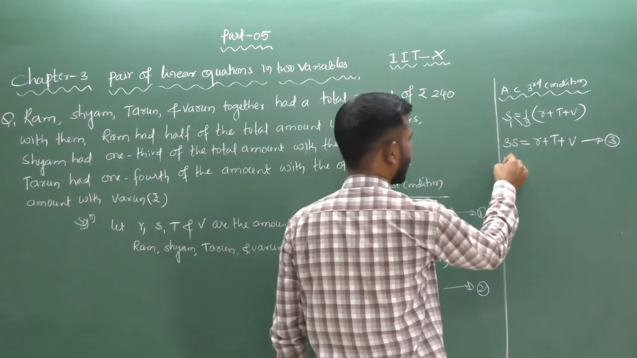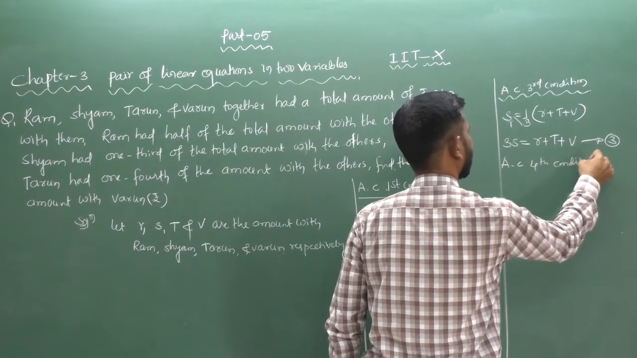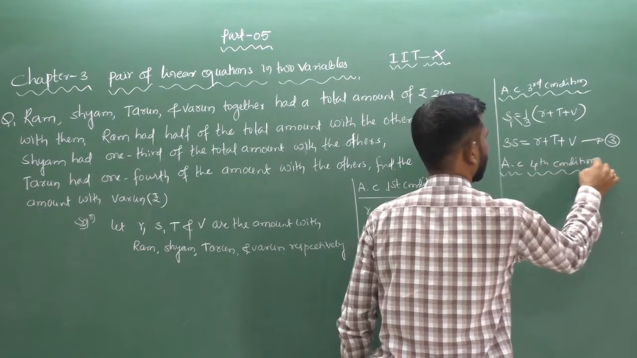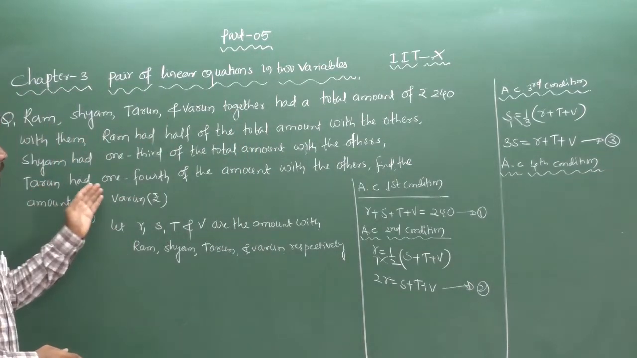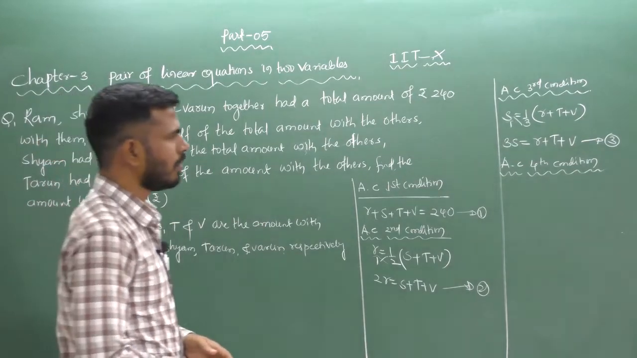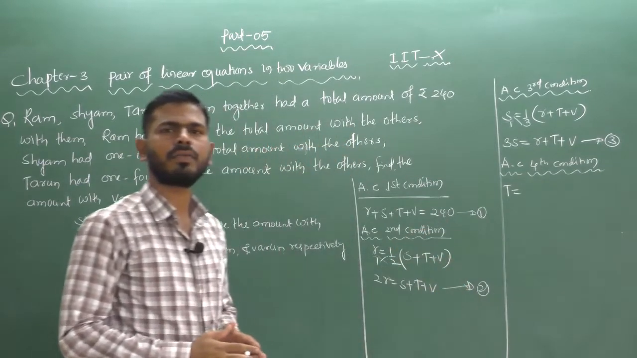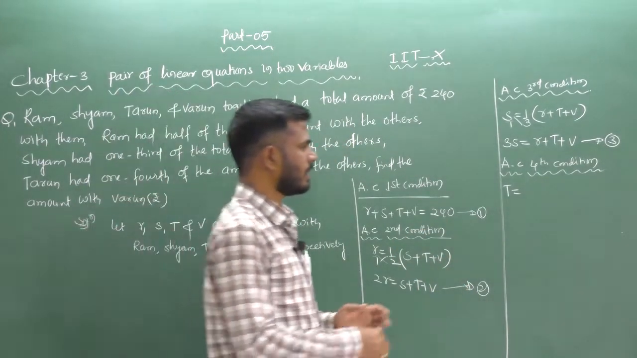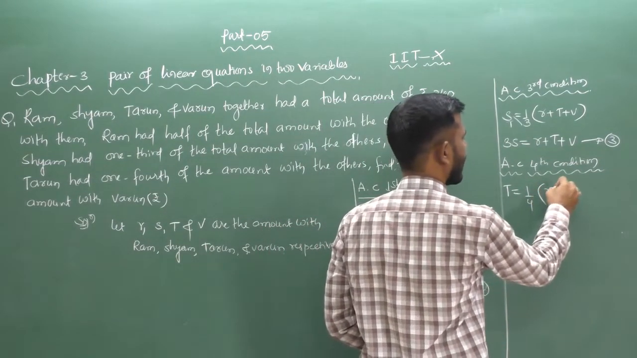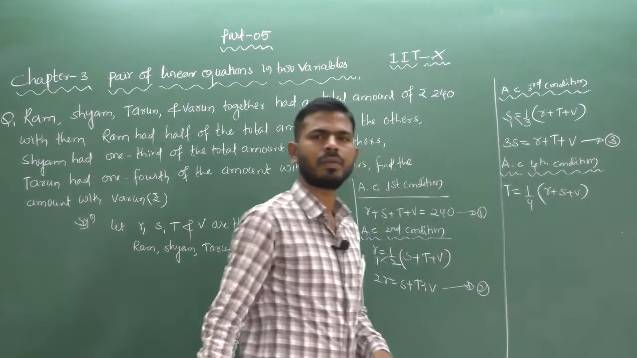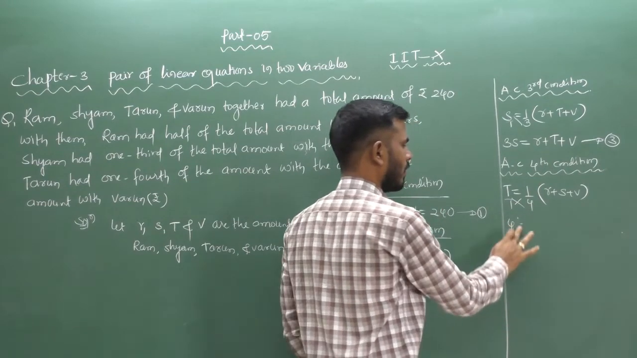Next, according to the fourth condition, Tarun had 1/4 of the amount with the others. Tarun means T equal to 1/4 of the remaining others, that is Ram, Shyam plus Varun. Next you have to simplify, and we will get 4T.